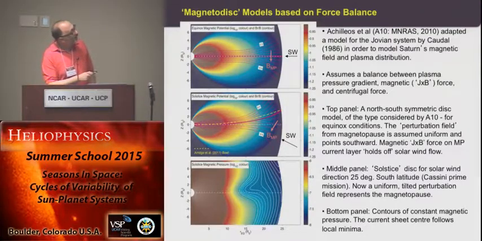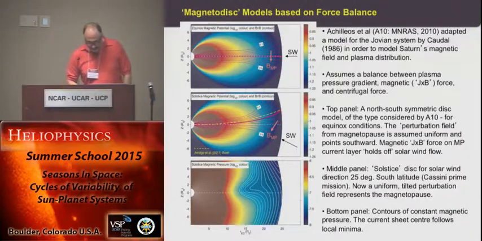The bottom panel is contours of constant magnetic pressure. The magnetic pressure at the center of the current sheet is a local minimum because of the force balance condition. Plasma pressure at the center of this disk is a maximum, so magnetic pressure, to balance the total pressure, must be a minimum. We'll return to that theme next week again. And you can see that these white contours of constant magnetic pressure show you that the local minimum, the center of the current sheet, does rise out of the rotational equator as you come into the outer magnetosphere.